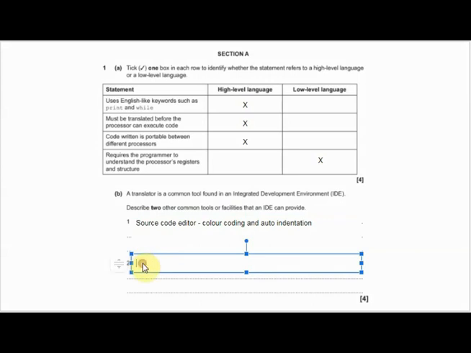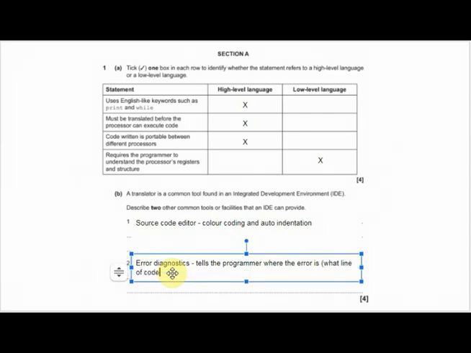Now, there are a few tools other than the translator. So the source code editor, and now we can say error diagnostics. You could say a debugger here, that's also fine. And then, again, we're describing it, and so therefore we want to say a feature of that tool, and this tells the programmer where the error is, as in what line, and what type of error it is.